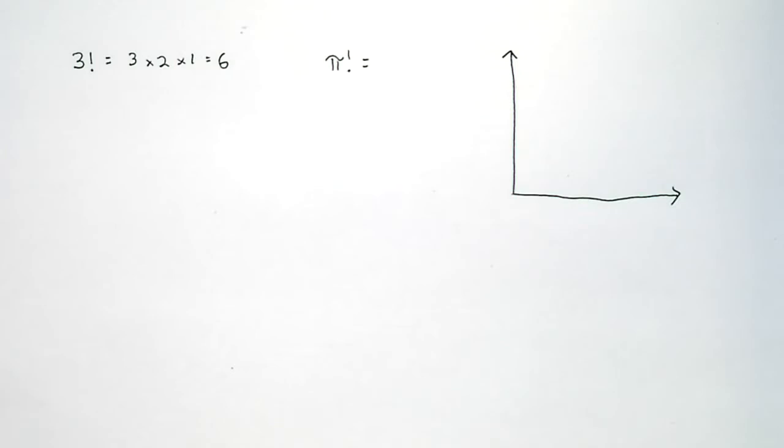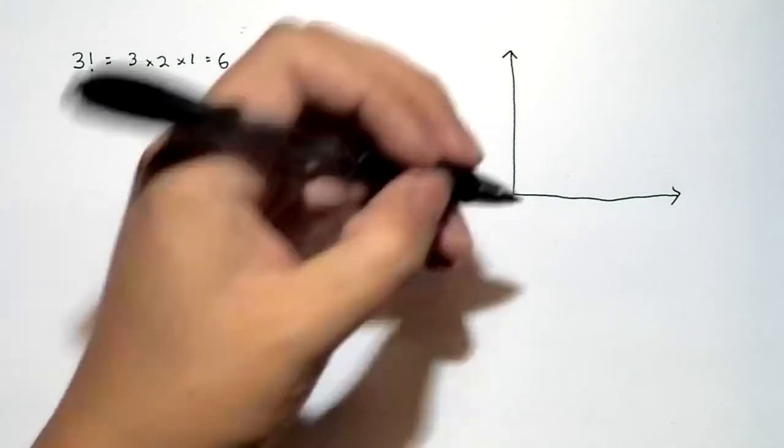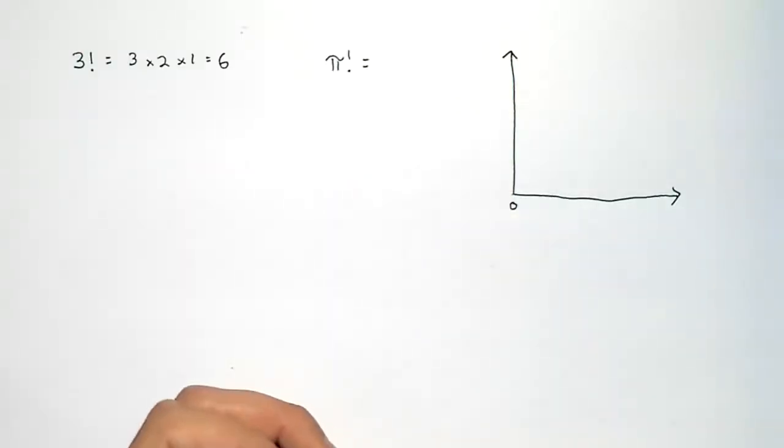In the chat, a student says interpolation is determining a value between two known values based on a trend between the two known ones. Wow, that's beautiful. So let's do that. What's 0 factorial?